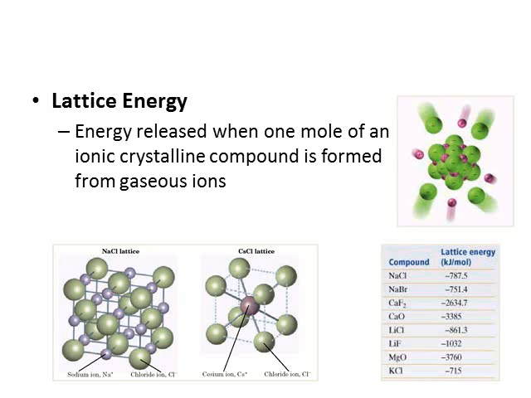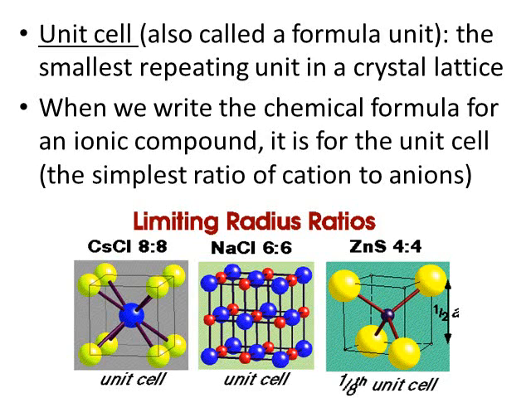Now, the energy released when 1 mole of a compound is formed from gaseous ions, we call that the lattice energy. Now, we're not going to talk too much about lattice energy for the purposes of our class. You will talk a lot more about it when you take AP chemistry. But lattice energy is the energy released when 1 mole of an ionic crystalline compound is formed. Now, the unit cell is also known as a formula unit, and that is the smallest repeating unit in a crystal lattice.